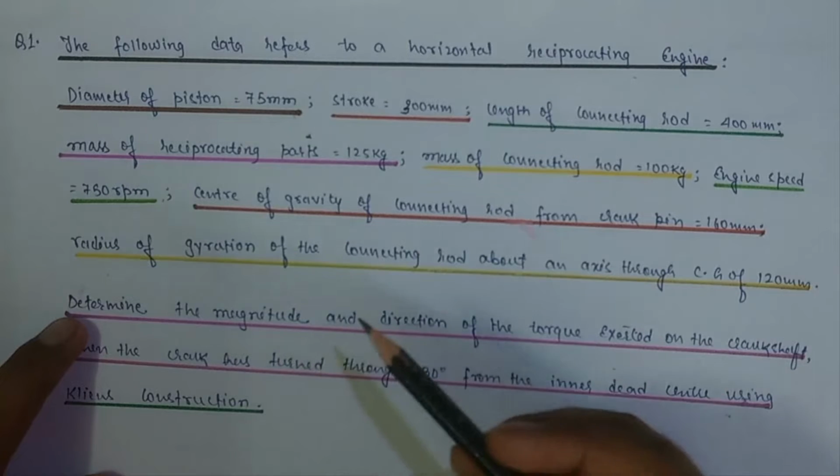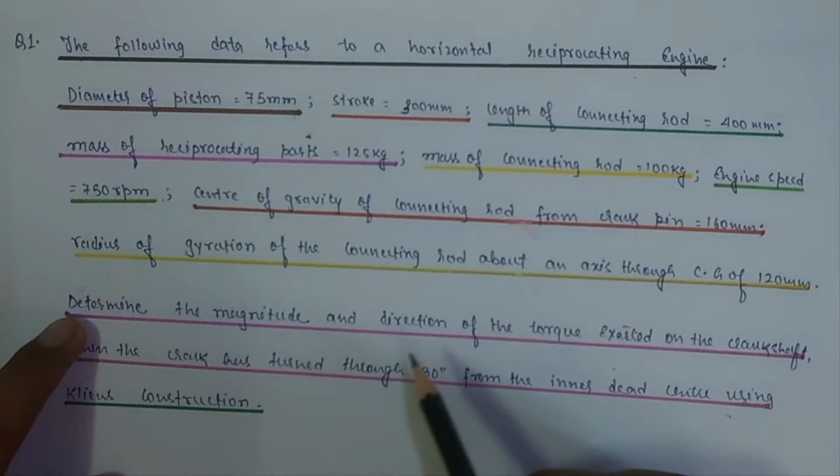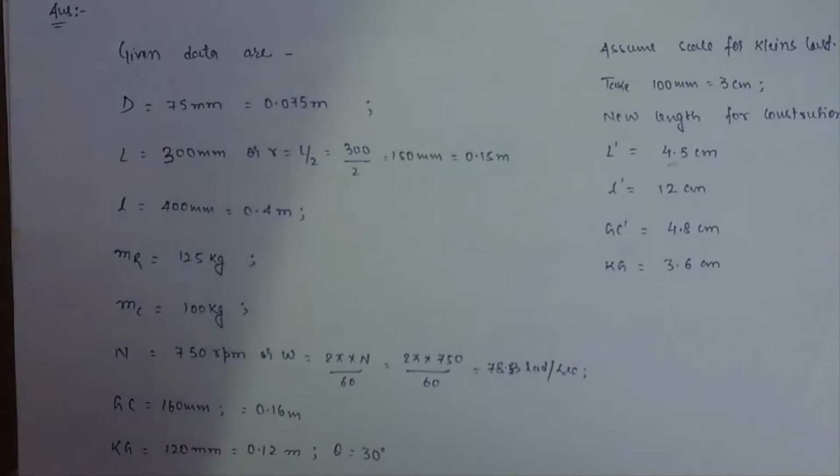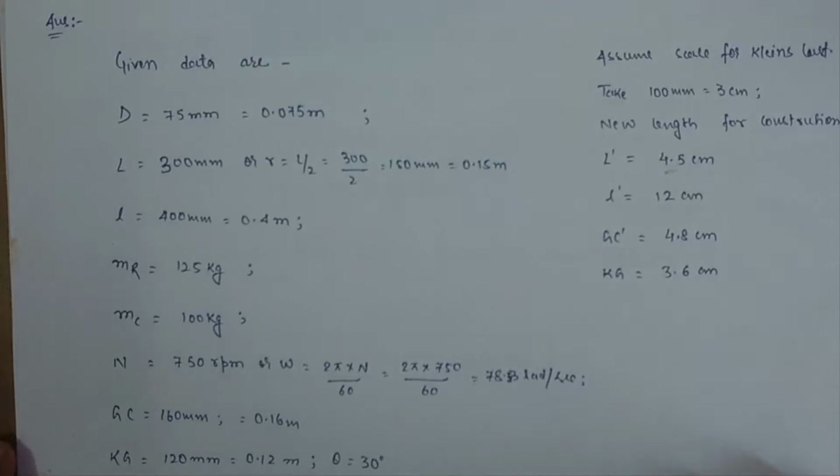The question here is we have to determine the magnitude and direction of torque exerted on the crankshaft when the crank is turned through 30 degrees from the inner dead center using Klein's construction method. So these are the given data.